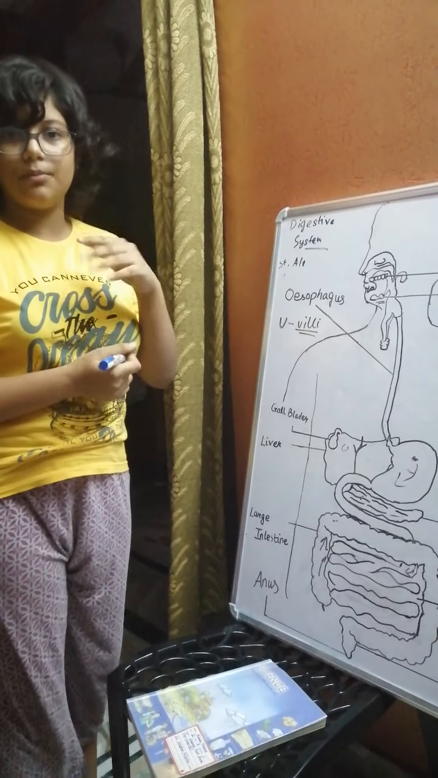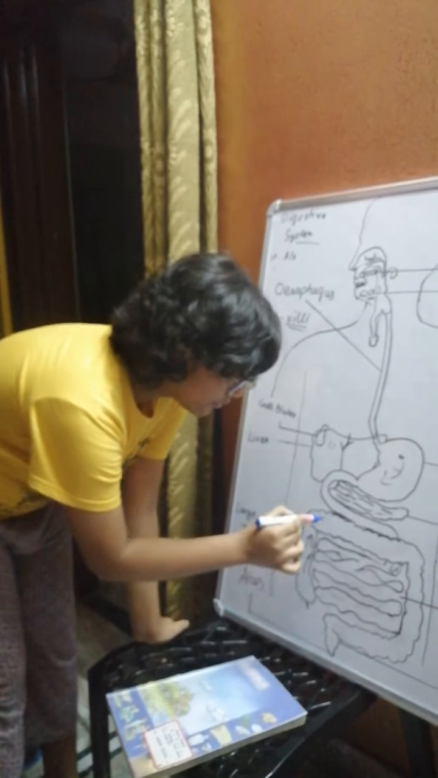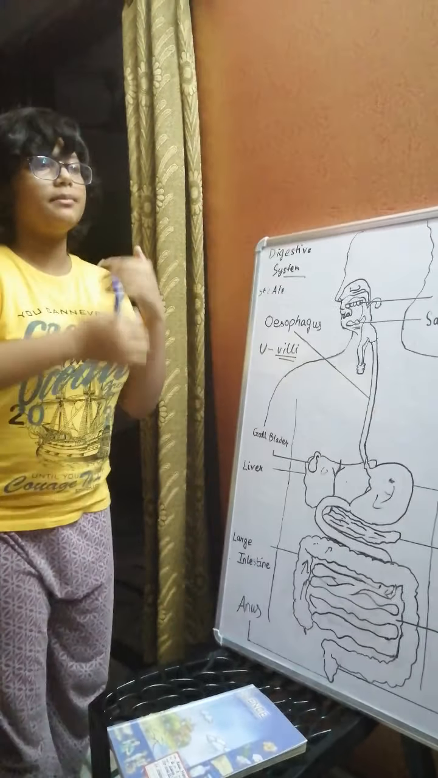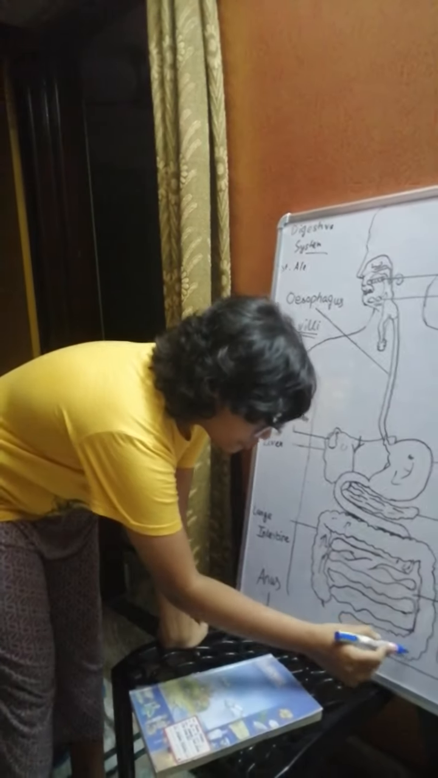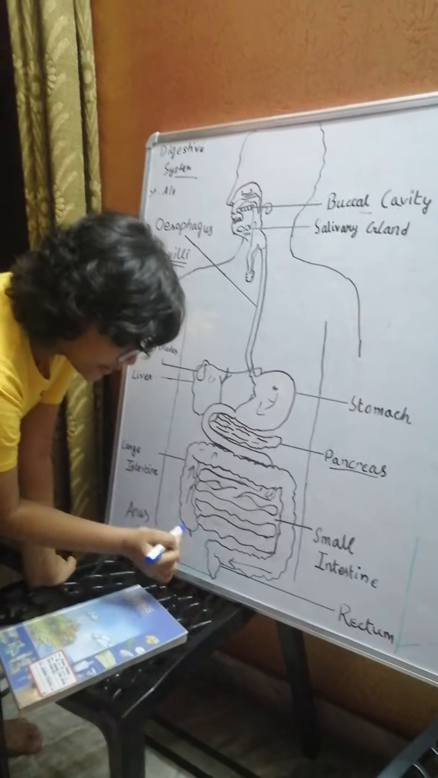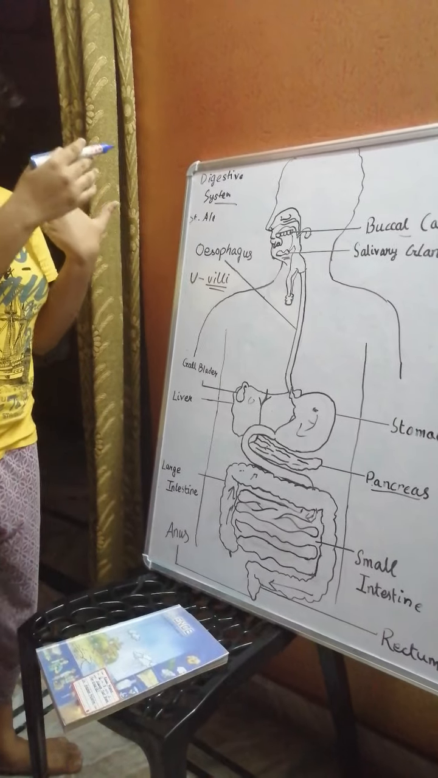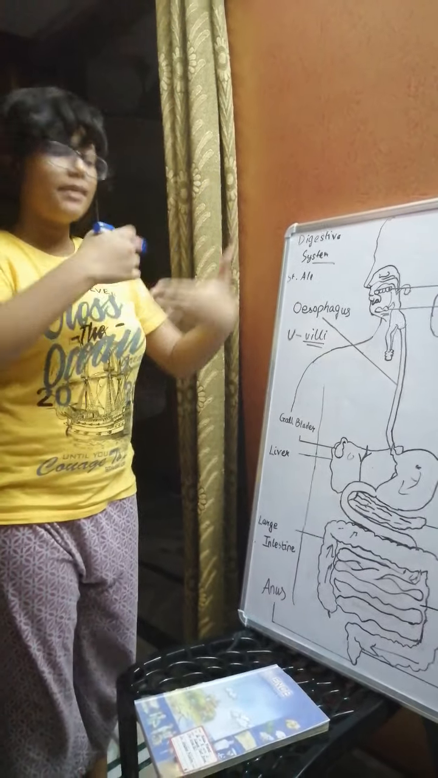After that, everything needs to be thrown out of the body. How do we do it? After the water and any other remaining minerals are absorbed, the waste remains in a semi-solid form, which is stored in the rectum and expelled from the anus. This was the full working of digestion, and this whole tract is called the alimentary canal.